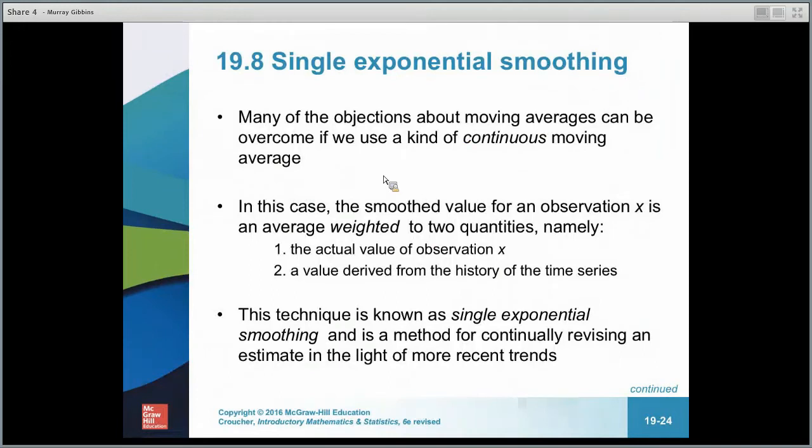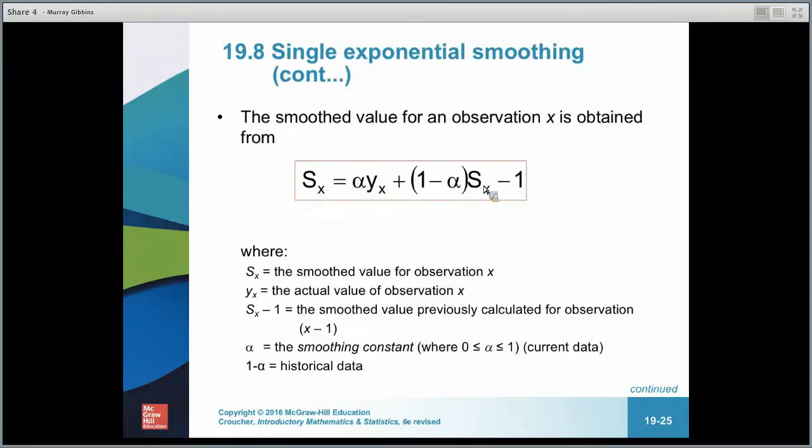What about exponential smoothing? Is that a good way of smoothing out some of the lumps and bumps? So it's a little formula here, the smoothed value SX. YX is the actual value and SX minus one is the smoothed value from the previous period or the previous observation. And the alpha is the smoothing constant you're going to use for the current actual data. And one minus alpha, 60%, you're going to smooth out the previous smooth figure. So we're getting sort of this averaging thing happening here.